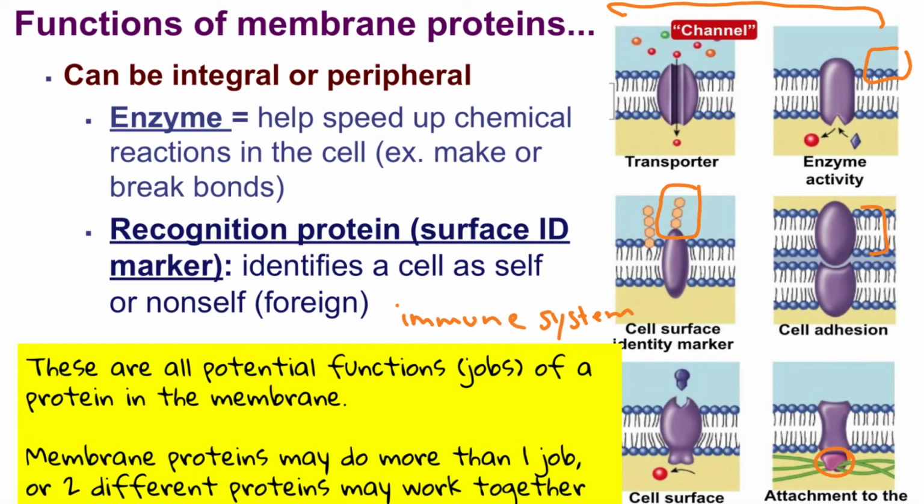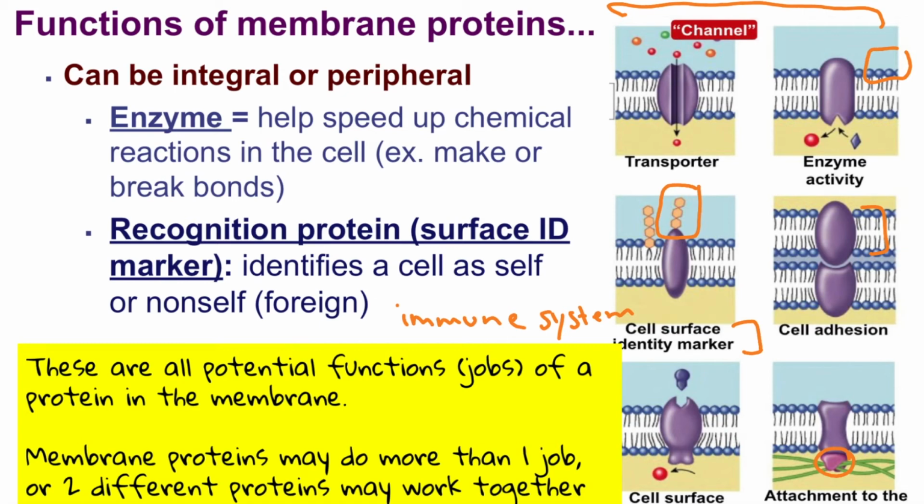Or if a virus infects your cell, then some of the surface identifier markers might start looking weird, and those weird markers will flag and let the body know, oh, kill this cell, because it's not doing what it should do. Okay, now just remember, these are all potential functions of membrane proteins. What actually happens in reality, because these are just models, is that the actual way it works in your cells is more complicated than that.